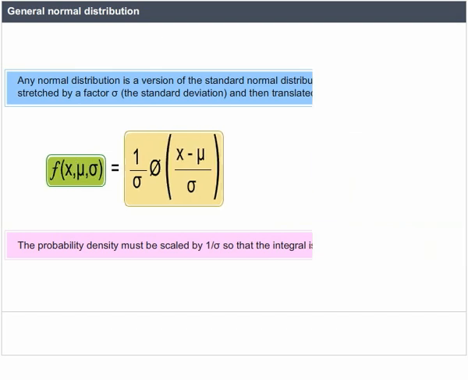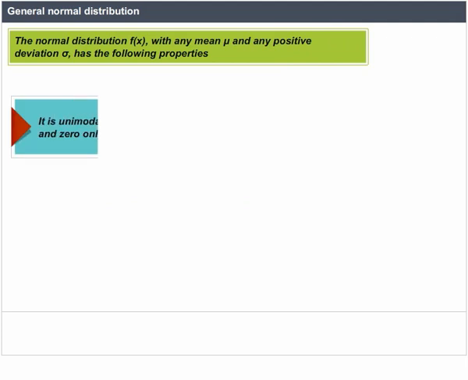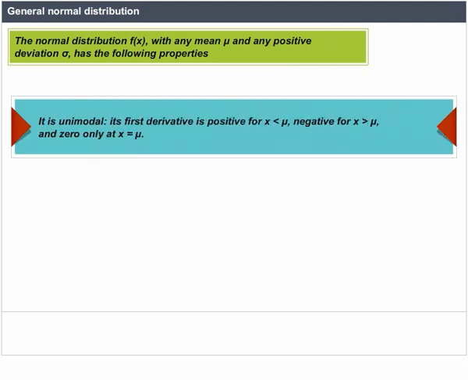It is unimodal. Its first derivative is positive for x less than mu, negative for x greater than mu, and 0 only at x equals mu. Its density function is log-concave.